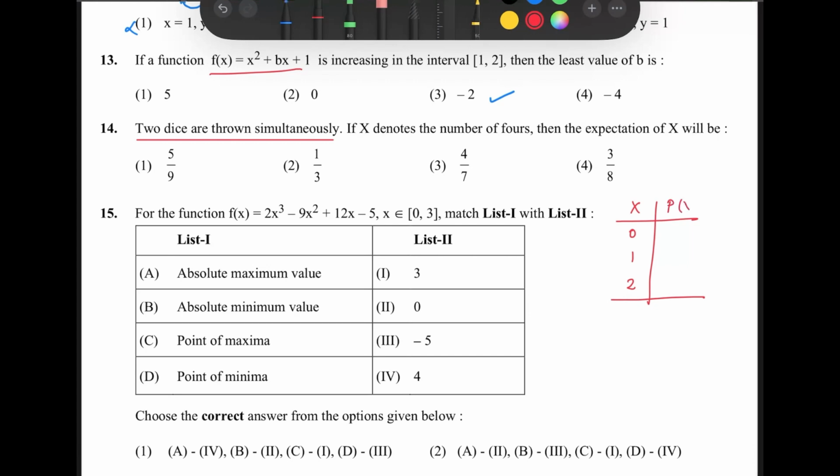And what is the probability? There is only one outcome, 4, 4, right? So only one out of 36. You have 36 outcomes because you have 2 dice, so total outcomes will be 6 into 6. Out of that, only one outcome gives you 4, 4.